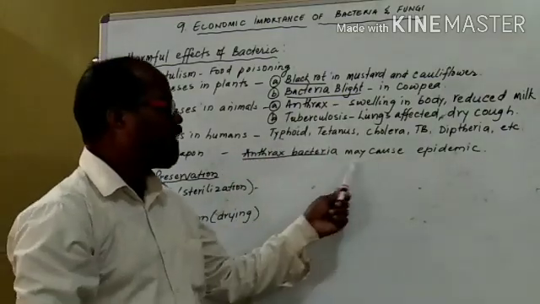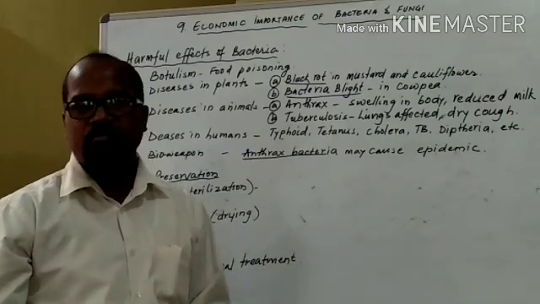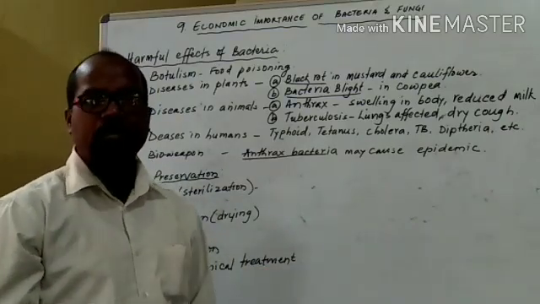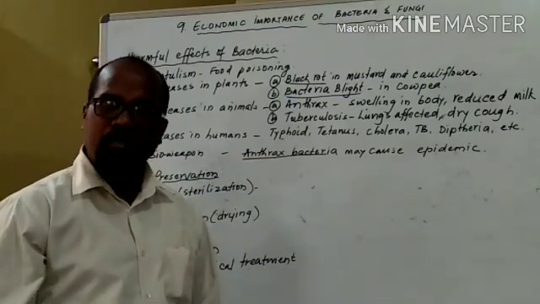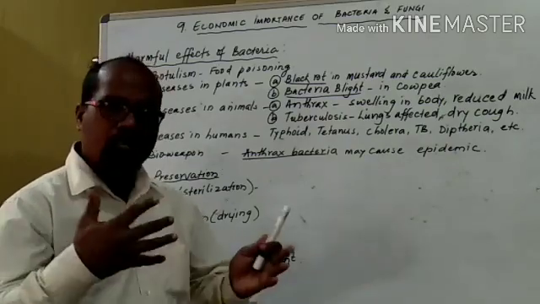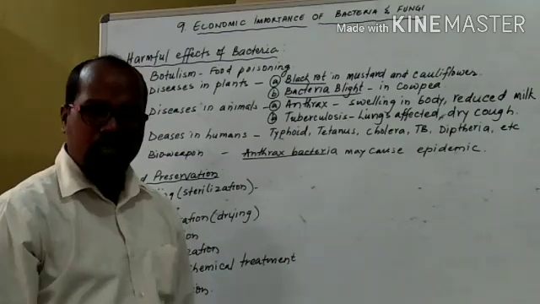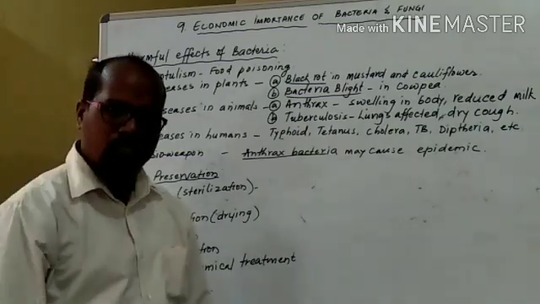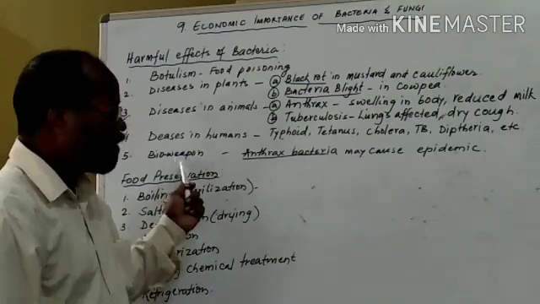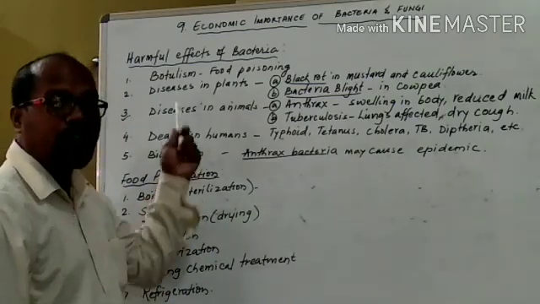they may cause epidemic. Just like now currently we are suffering from what? COVID-19. COVID-19 is what? A virus. Just like that, bacteria also can be released into a populated area, and this bacteria can kill so many at a time. So that is the harmful effect of bacteria.